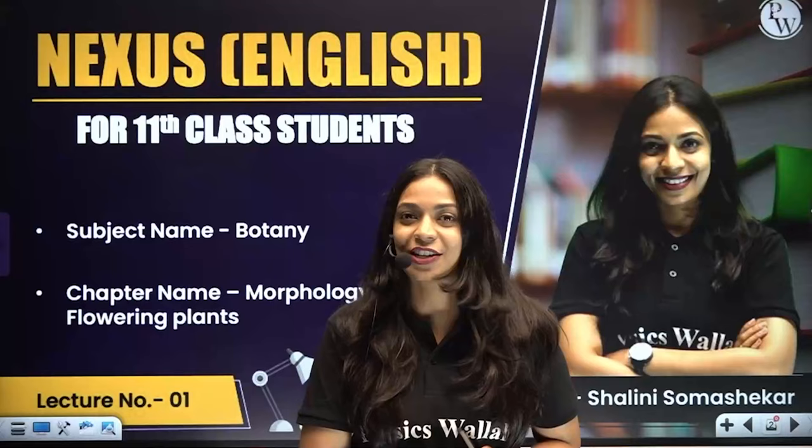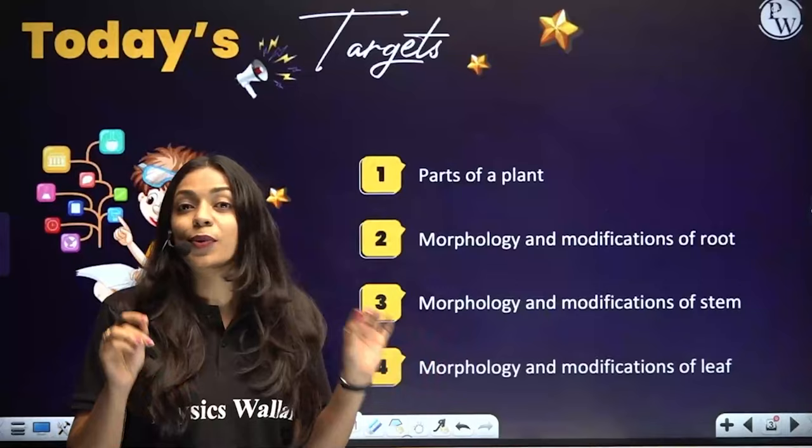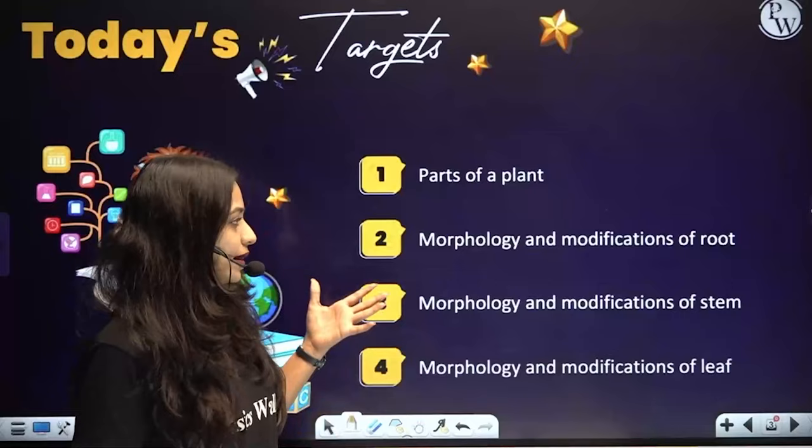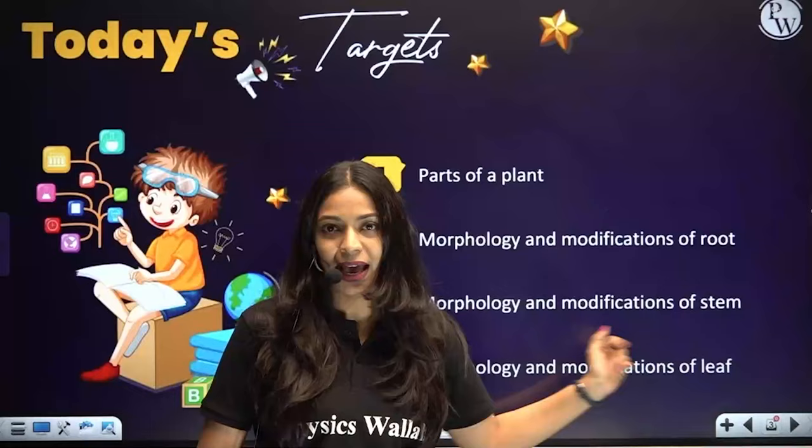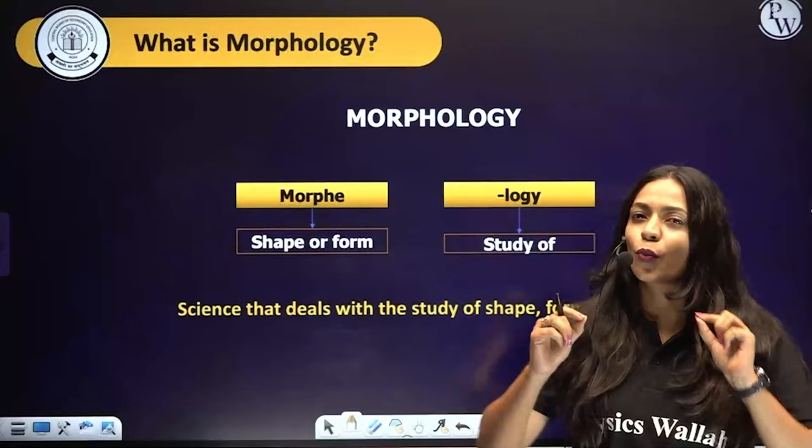I'll quickly take you through all of the things that we're going to be covering in this session. Firstly, we learn about the different parts of the plant. Following that, we will learn about the modifications and morphology of root, stem, and leaves. Alright? So let's begin by understanding what exactly the term morphology means.